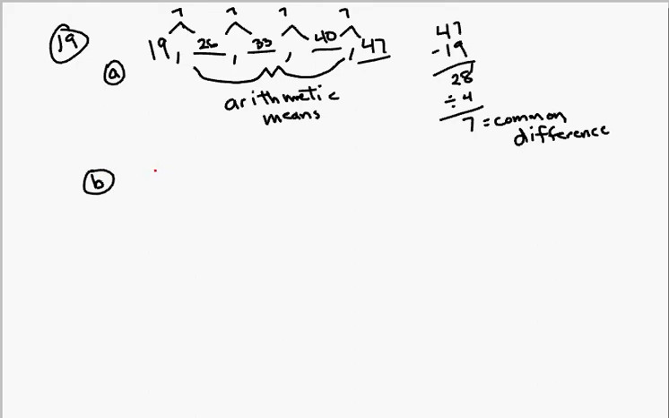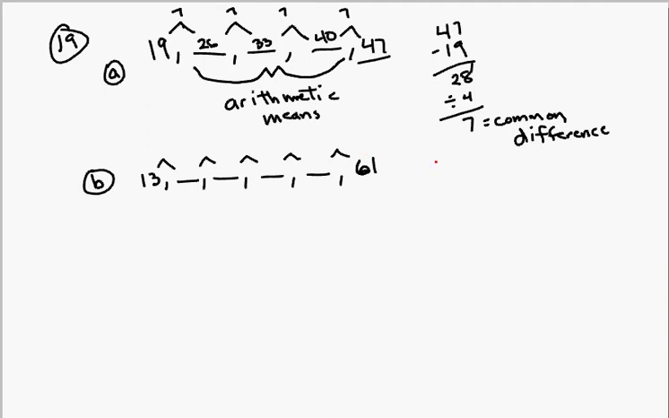Okay? Doing the same thing with B. Here my low number, my first term is 13. Then I've got 4 numbers that I don't know. And then I have 61. Okay? So again, we look at the increases. So I'm increasing once, twice, 3, 4, 5 times.